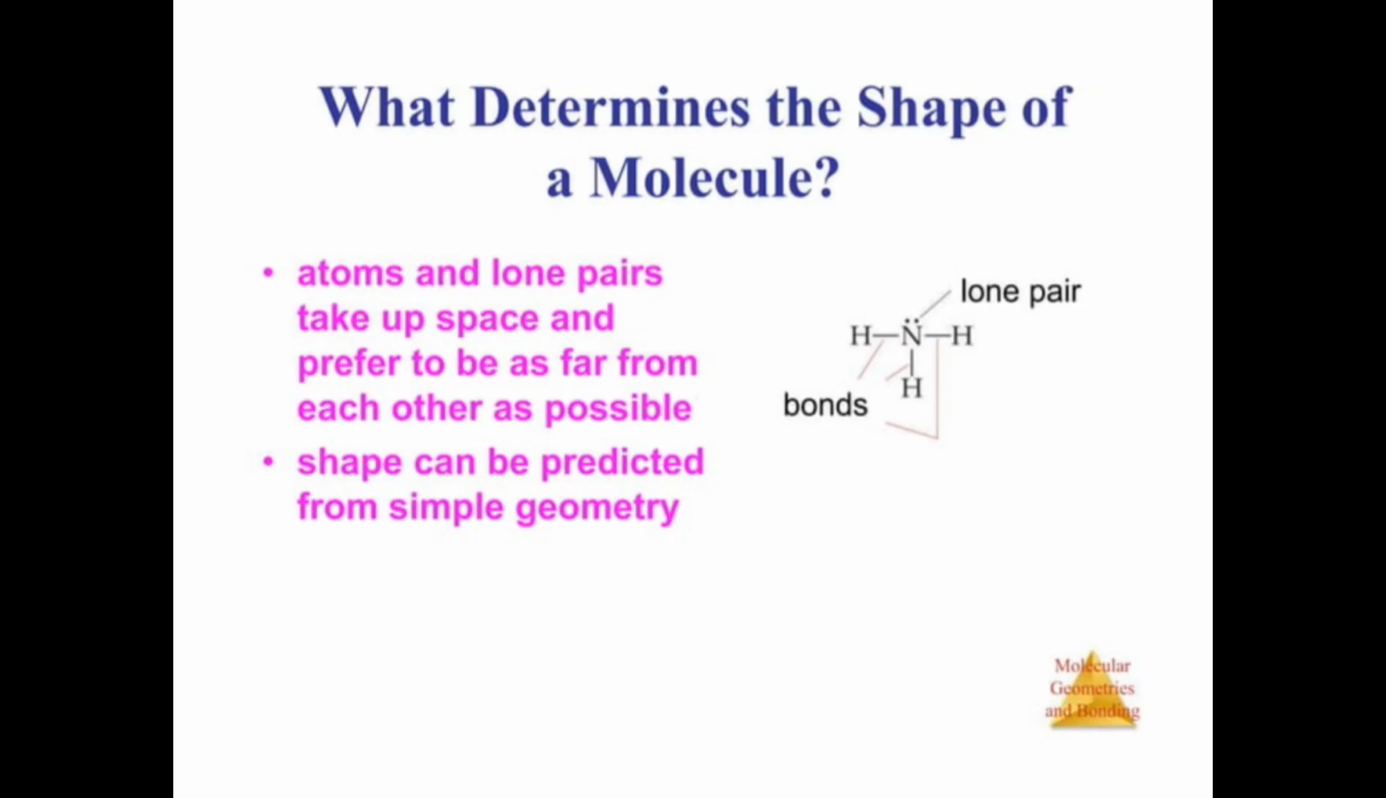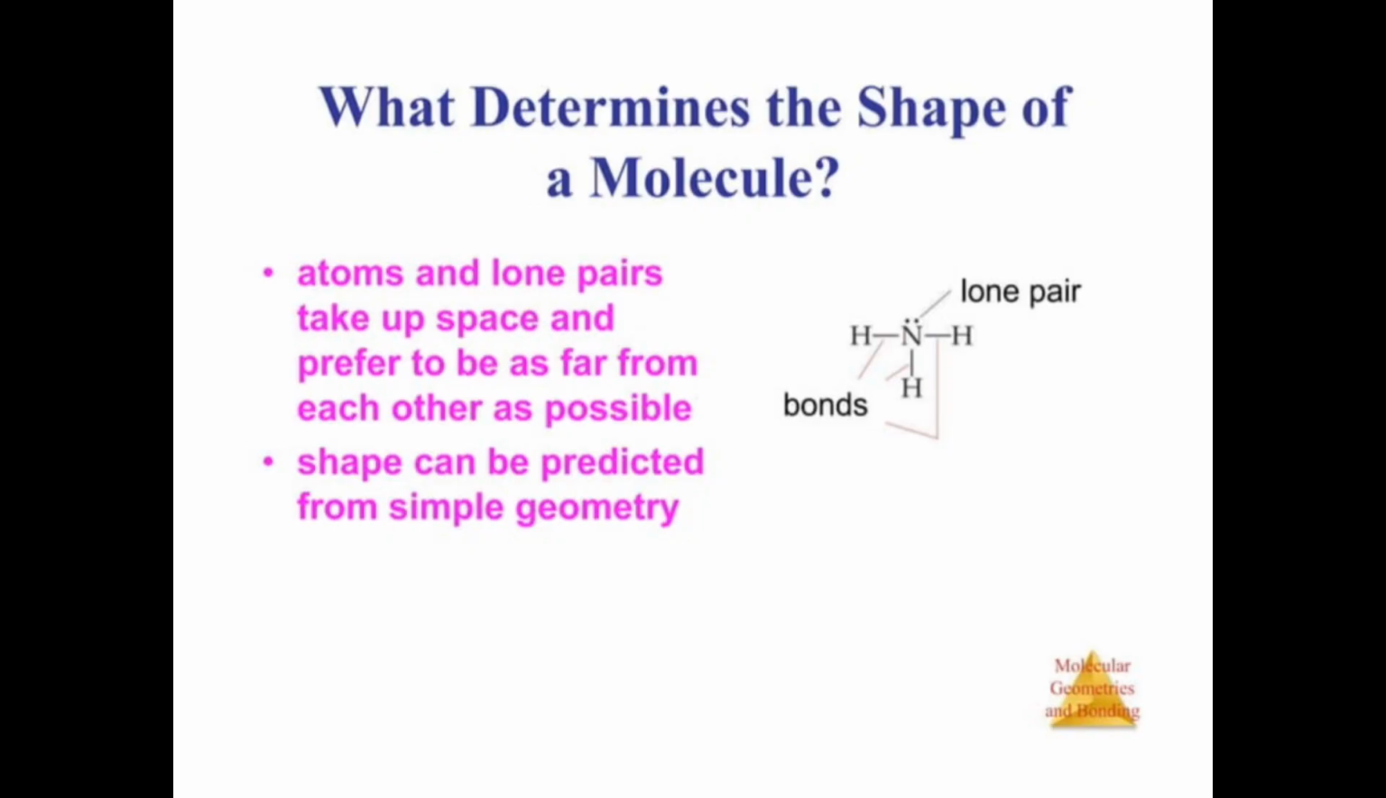Now what determines the shape of a molecule? Atoms and lone pairs take up space and prefer to be as far from each other as possible. So shape can be predicted from simple geometry. What makes geometry is the combination of the atoms of a particular molecule and the lone pairs present. From the simple geometry of a particular molecule, you can determine the shape. I hope you are getting it.